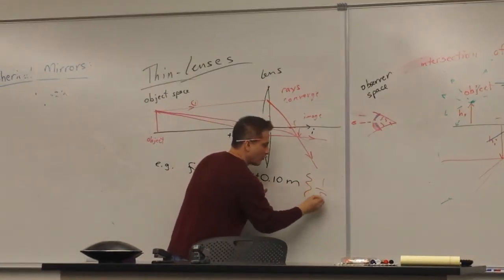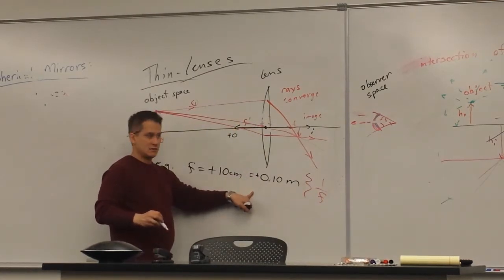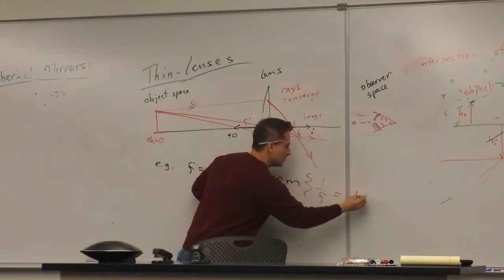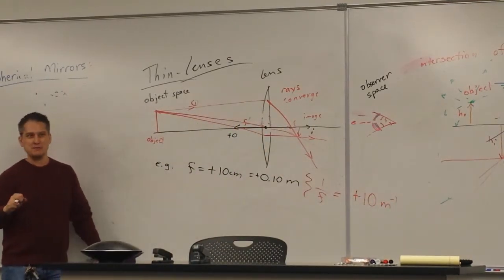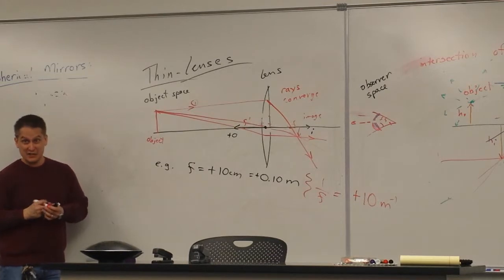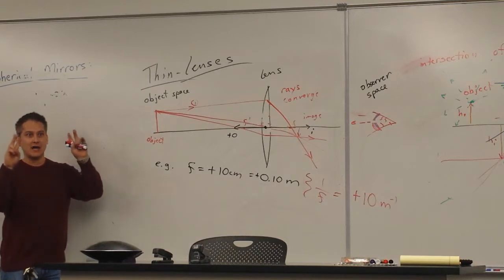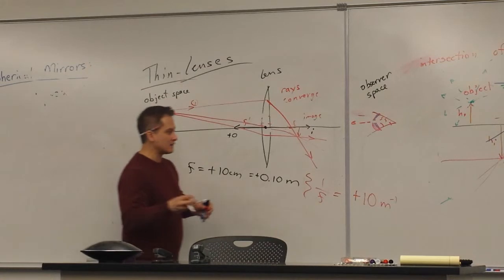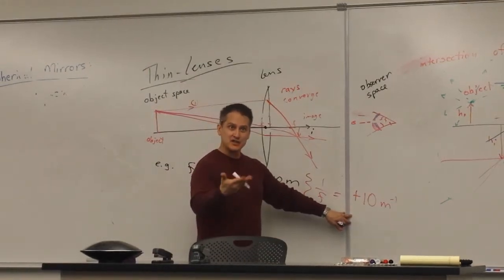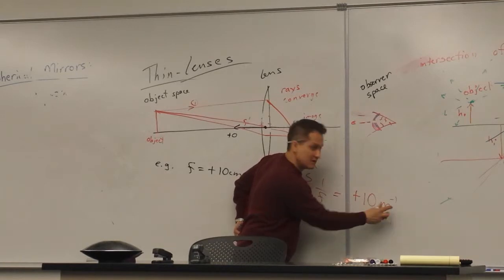Incidentally, 1 over f for this lens would be 10 inverse meters. That would be the prescription. If this were a pair of eyeglasses, and this was the lens on a pair of eyeglasses, this would be a plus 10 diopter lens. So for those of you who have glasses, you get a little prescription. It's actually measured in inverse meters. This is called the diopter unit.